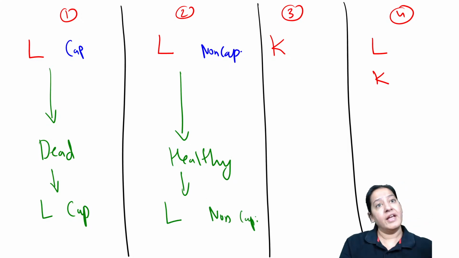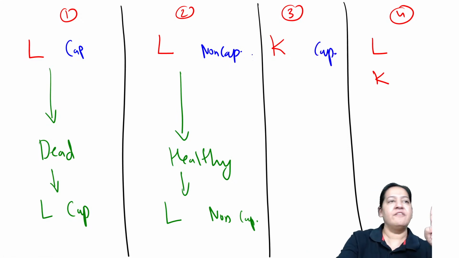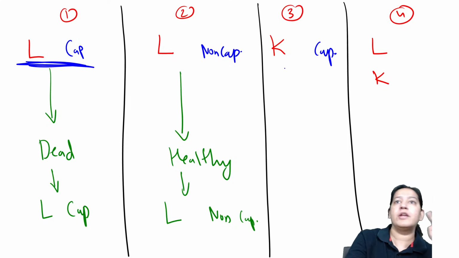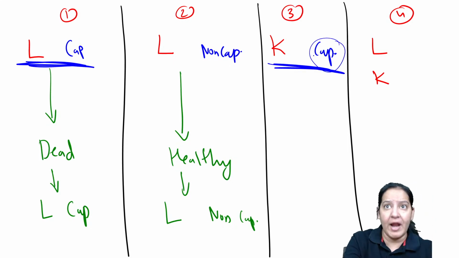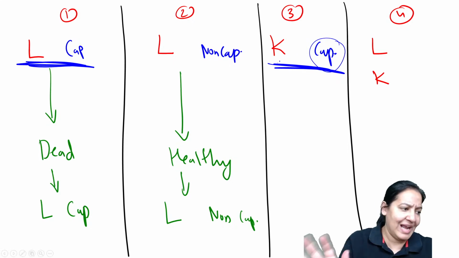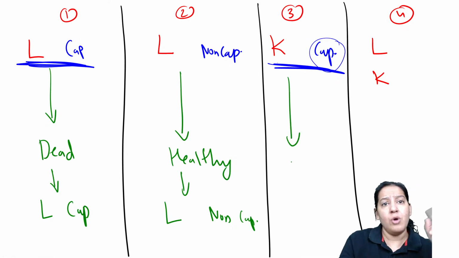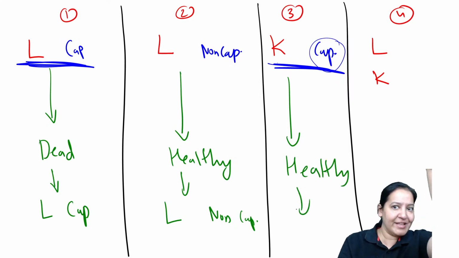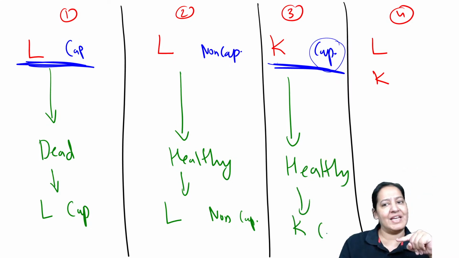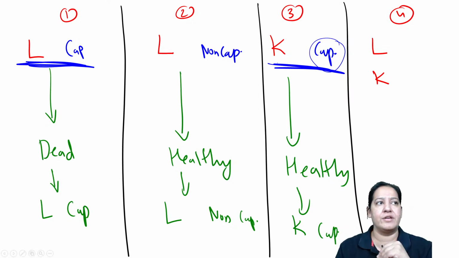Mind it. In the third experiment, you are putting killed capsulated. In the first, you put live capsulated; here, you are putting killed capsulated. I know capsulated ones are virulent, but this time they are killed. They are not live, so they cannot kill the mouse. On the contrary, the mouse is healthy. Whatever you are injecting, you will get the same thing in the blood, that is killed capsulated.